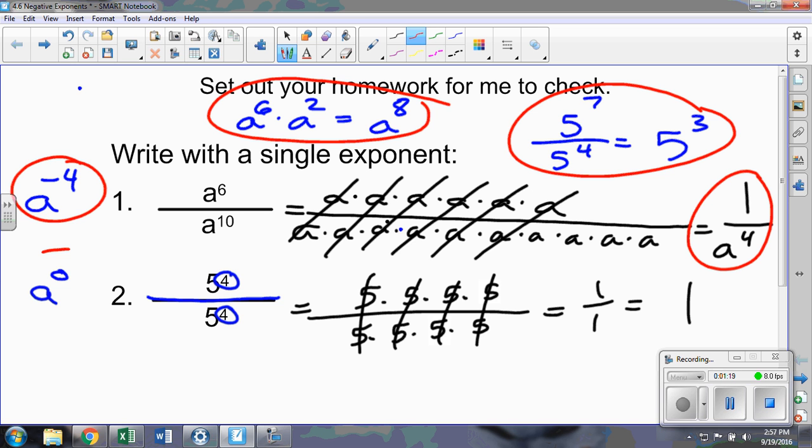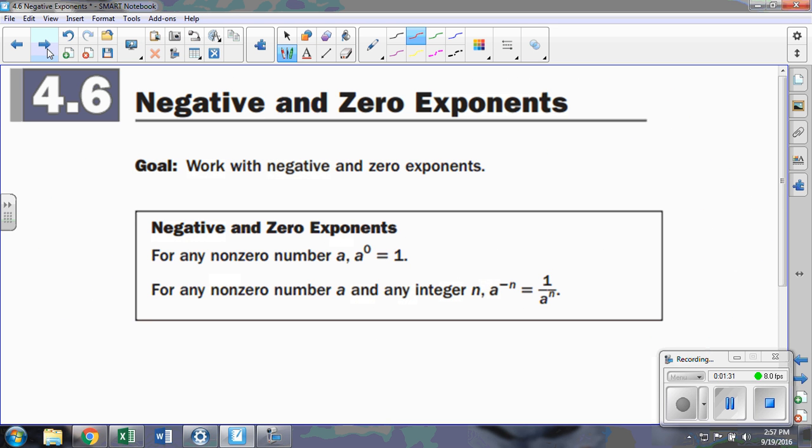Also, we have this a to the 0. It's going to be the same thing as a 1. We will also start reviewing a 0 exponent. And in fact, that's exactly what we're doing today. Our focus is to just see how to work with negative and 0 exponents. How do you rewrite them? How do you work with them? And basically, it's the same stuff that we did before. It's just that we'll be using negative numbers instead of positive numbers.